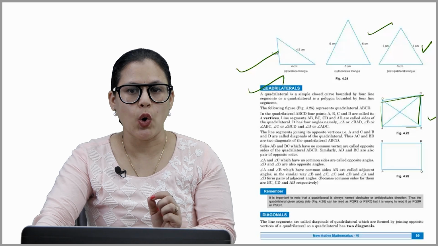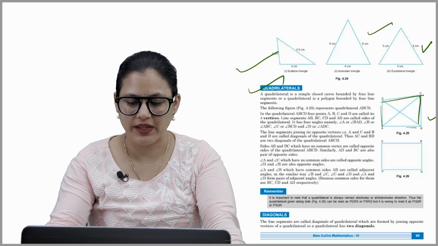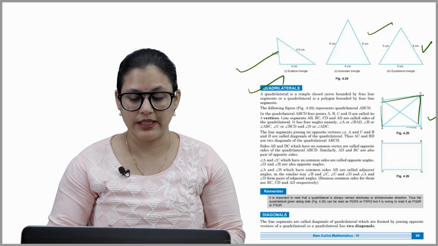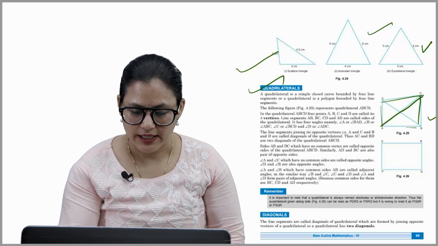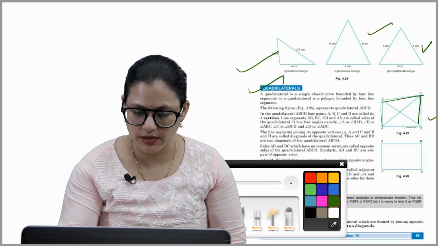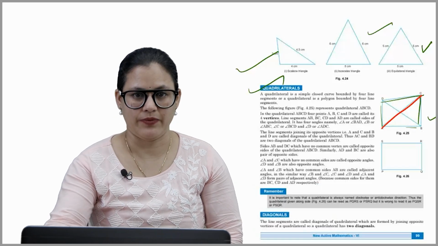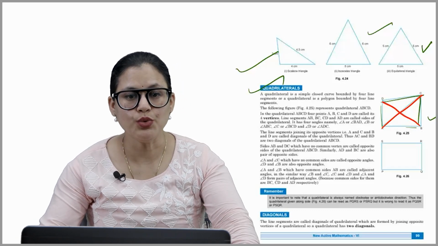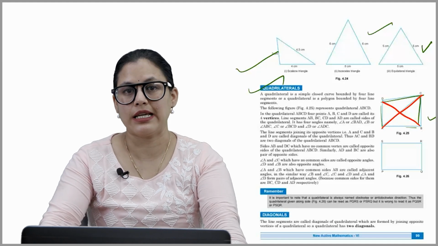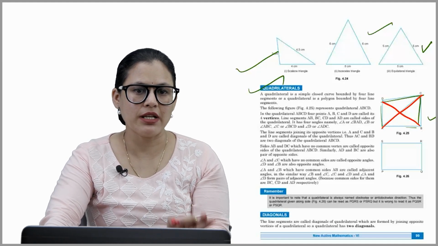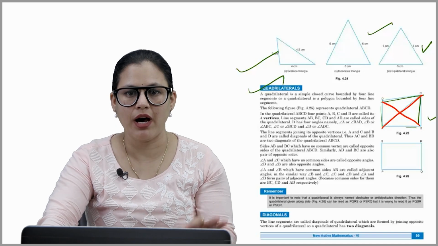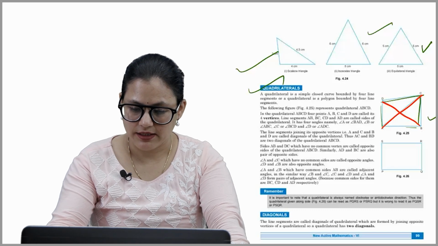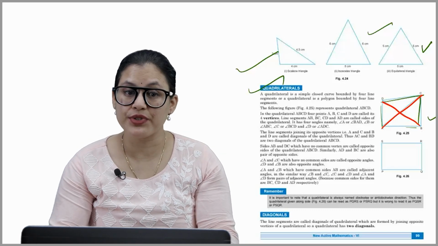The line segments joining its opposite vertices, that is A and C and B and D, are called diagonals of the quadrilateral. Thus, AC, okay, let me show this with another color. So AC and BD, these are the 2 diagonals of the quadrilateral ABCD. Sides AB and DC, which have no common vertex, are called opposite sides of the quadrilateral ABCD. Similarly, AD and BC are also a pair of opposite sides.